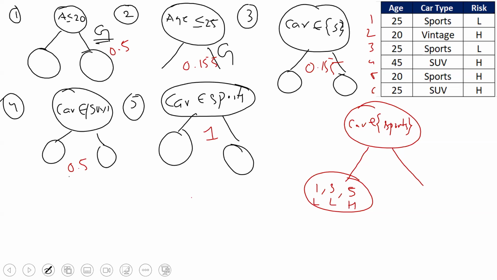Okay. And on the low side, this is true and this is false. On this side, what are we getting? We are getting 2 and 6. Both are high. Okay, so 2 and 6 both are high. So if it is false, we say that risk is high. And now here, what is the other entropy which is high?